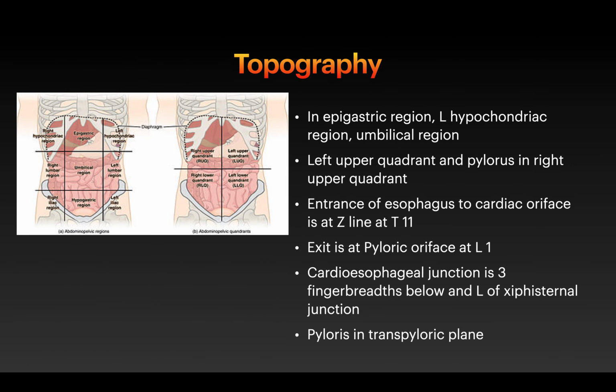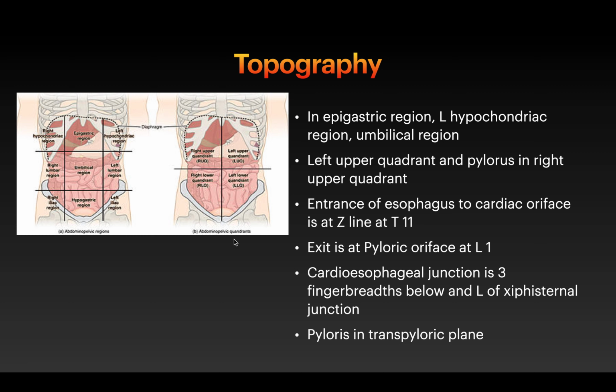So just to go over the topography a little bit, the stomach is mostly in these regions, the epigastric and the left hypochondriac region, and a little bit in the left lumbar region and the umbilical region. In anatomy lab in cadaveric studies, we use the 9 abdominal pelvic regions, but in a clinical setting, we really only use the quadrants. So the stomach would be in the left upper quadrant and the right upper quadrant.